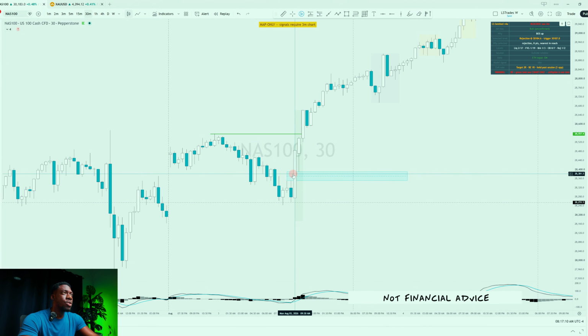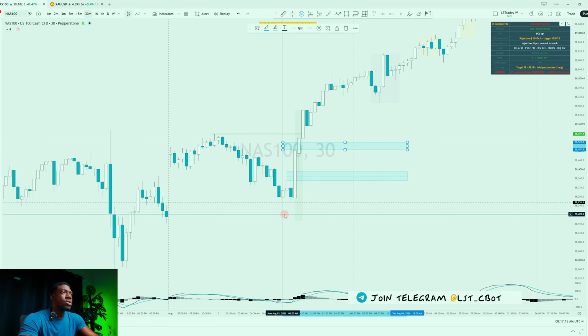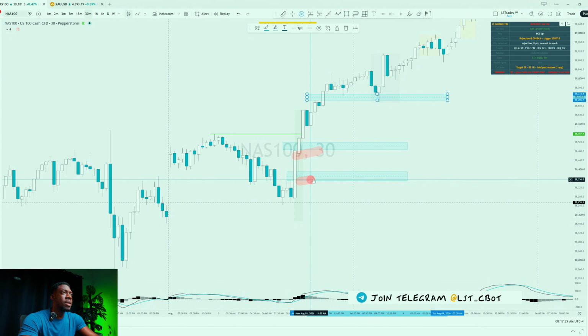Okay, so this is what you should be interested in. There's also another fair value gap right here. This is also happening within the leg. Let's mark another fair value gap. There is another one right here. Okay, so these are all 30-minute gaps that have created a push to the upside.